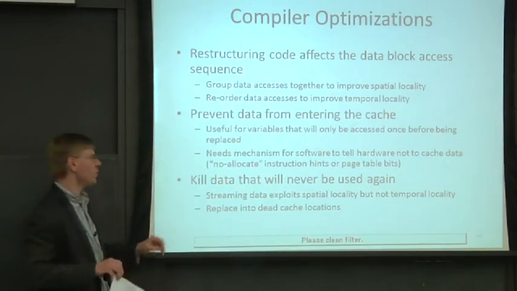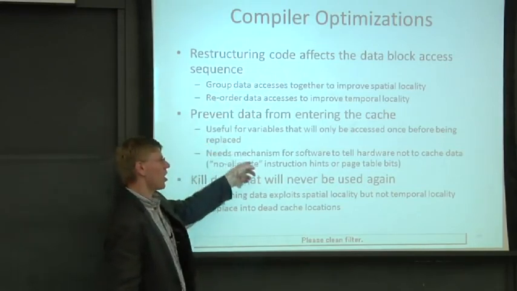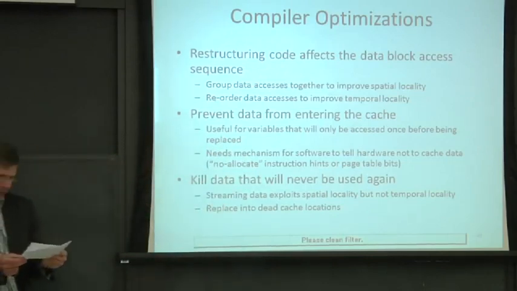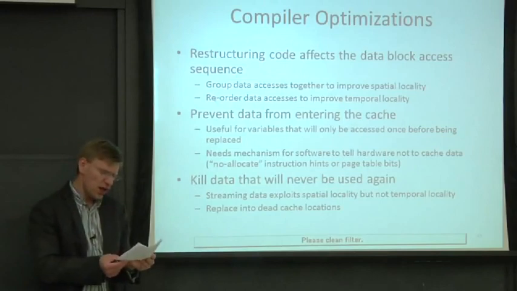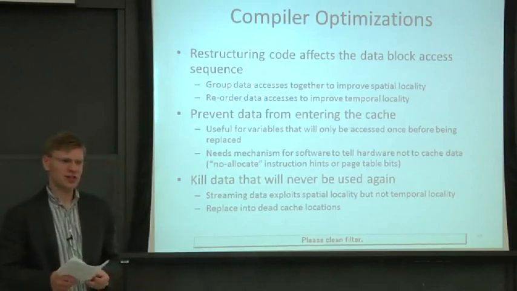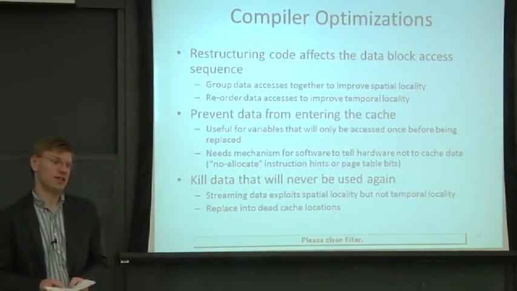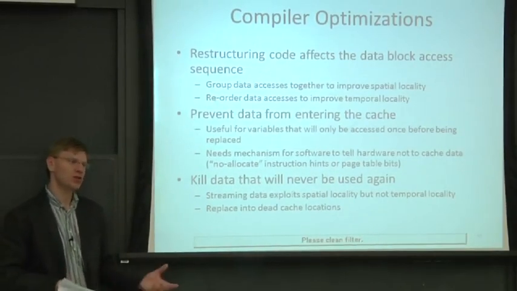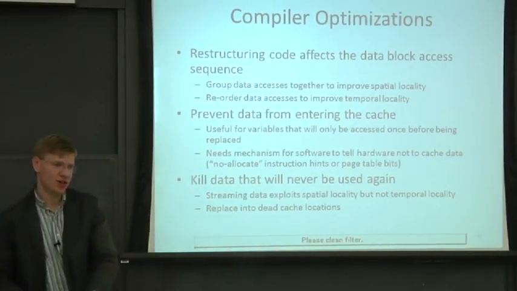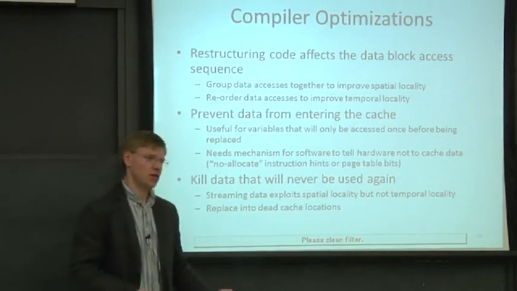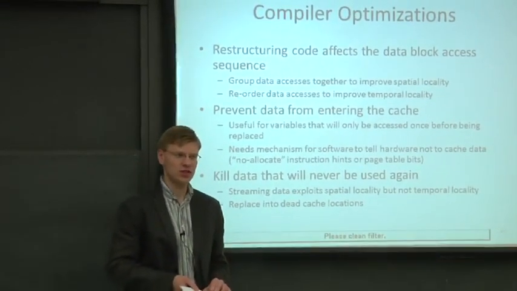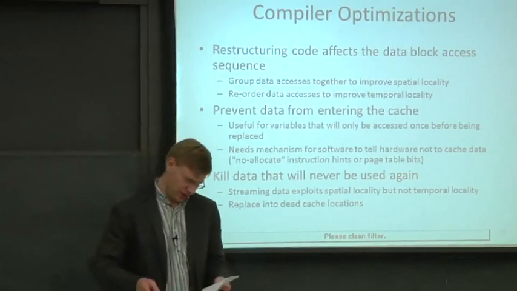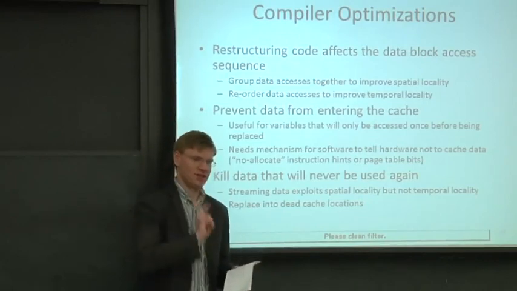One of the things I did want to talk about is a hybrid software-hardware solution, where you can add instructions to your processor to allow the compiler to give hints to the architecture about whether to pull something into the cache or not. So many times the compiler will know, or the programmer will know, I need to use this data exactly once.